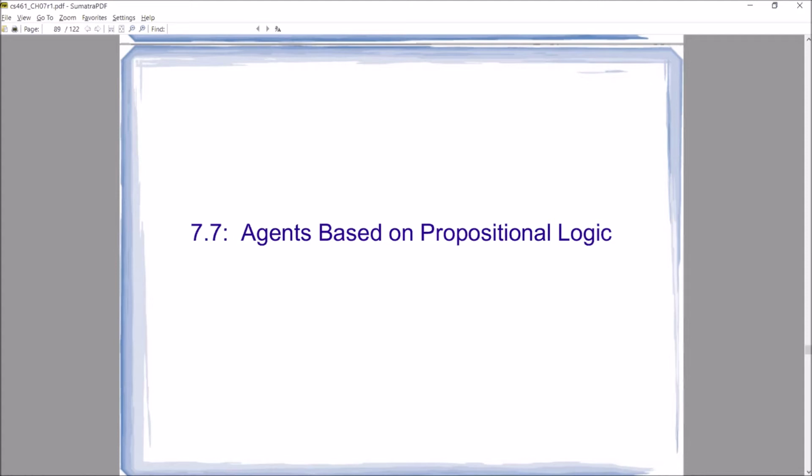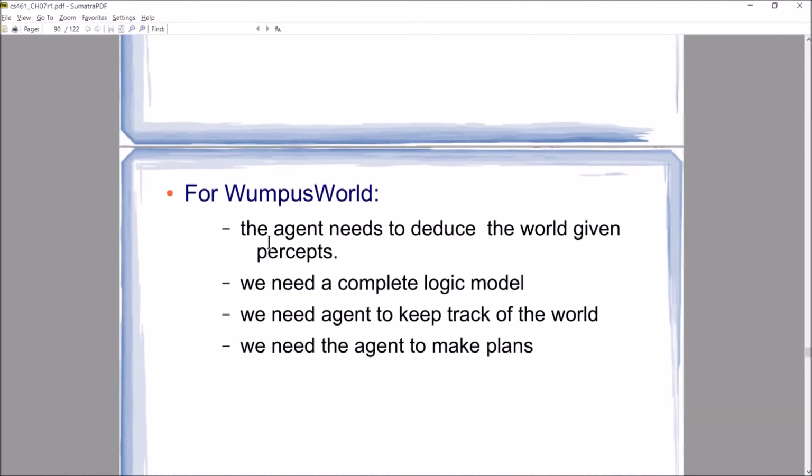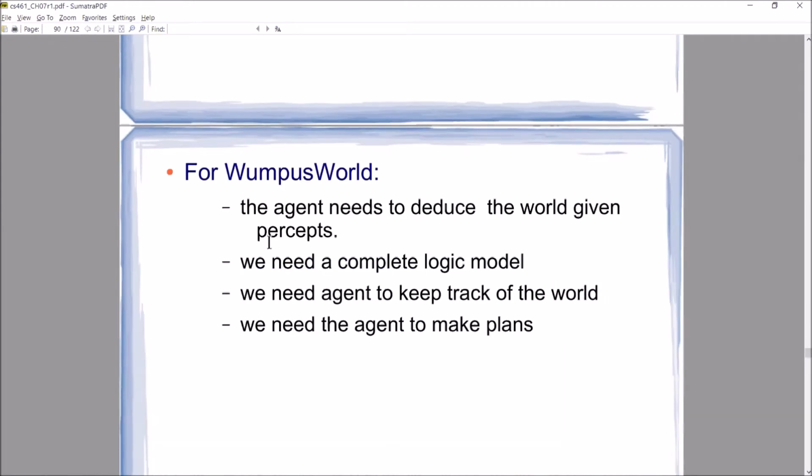So in 7.7, what we're going to do is try to tie all these ideas that we've discussed up to this point together, and we're going to talk about agents, or how you can build an agent that uses this propositional logic, right? So we've talked about doing some proving, we've talked about putting together a knowledge base, we've talked about entailment, we talked about the basics of propositional logic. Okay, so let's talk about some of the principles that go into building a logic-based agent that's using propositional logic.